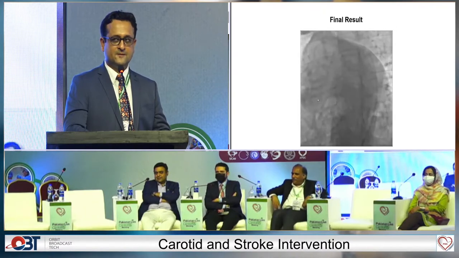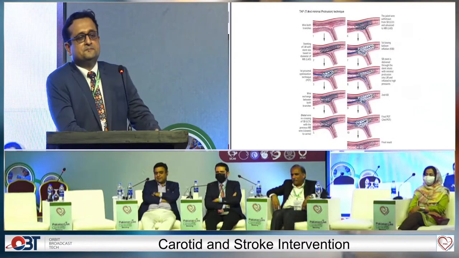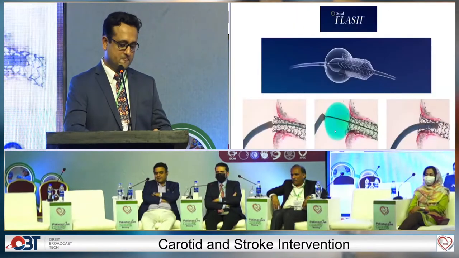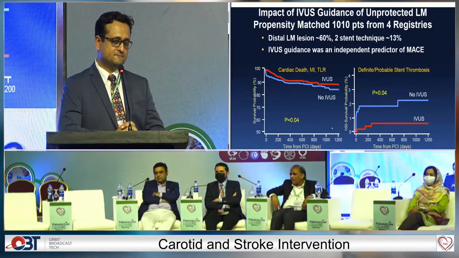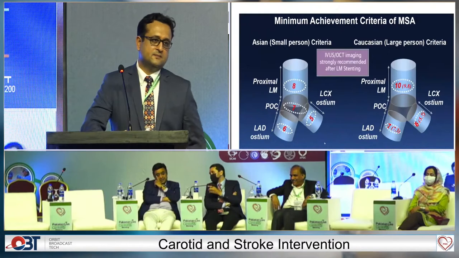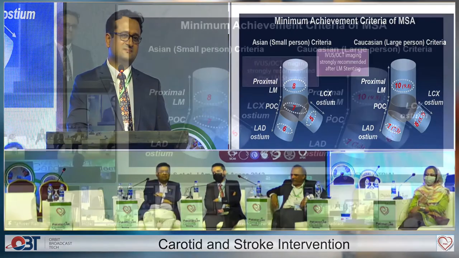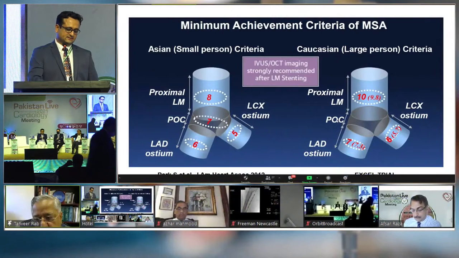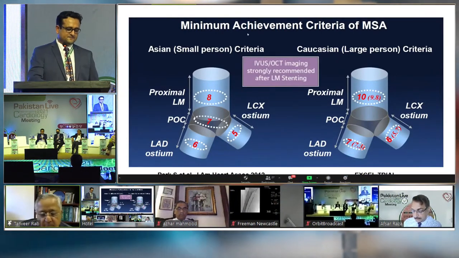Just to tell you one other thing, the value of imaging, it's very important that imaging is done in all cases, otherwise there's a higher rate of definite or probable stent thrombosis if imaging guidance is not used. And the more current criteria are distal left main, 10 millimeter square, LAD ostium 7 millimeter square, and 6 millimeter square the circumflex ostium. And I'll end here. Thank you.